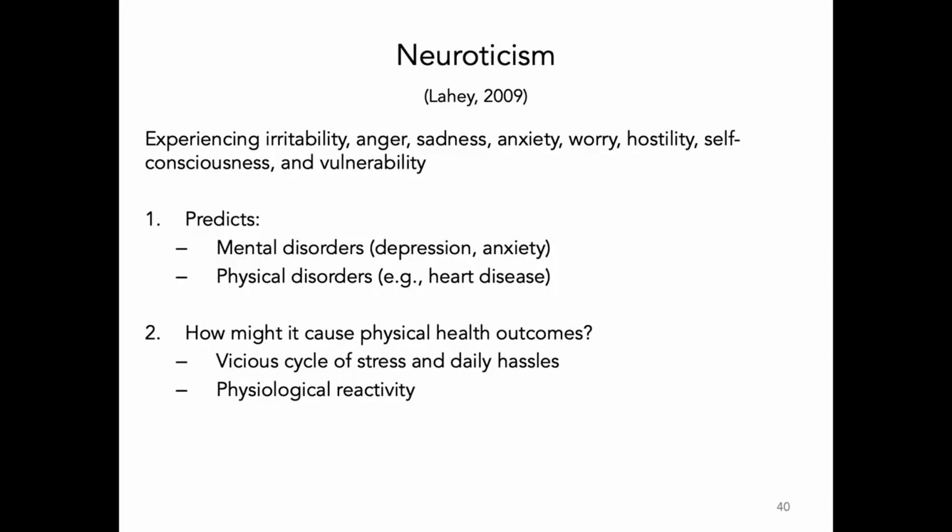One problem which you may have spotted already here is that if we use anxiety to construct what neuroticism means, and then we use it to predict anxiety as an outcome, we have a tautology, we have circular reasoning. So that has been part of the challenge in this area as well. Good call if you spotted that. Okay, so how might neuroticism lead to physical health outcomes? Well, it can cause a vicious cycle of stress and daily hassles like we talked about earlier, and it could lead to physiological reactivity like blood pressure.